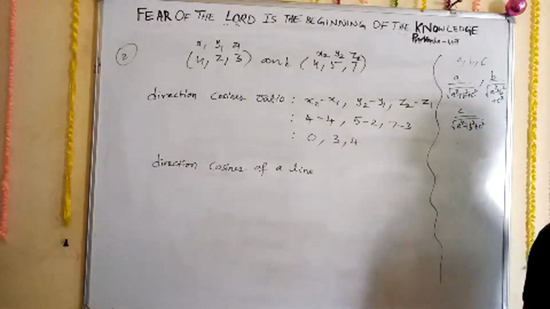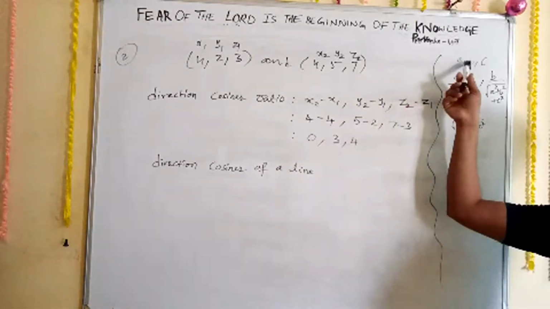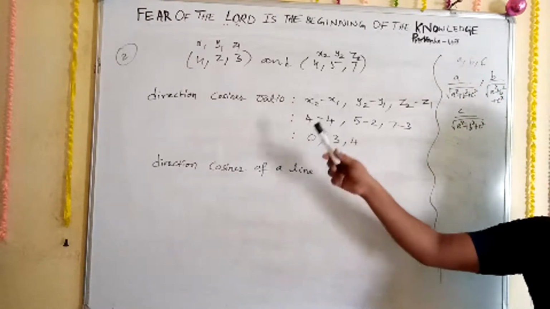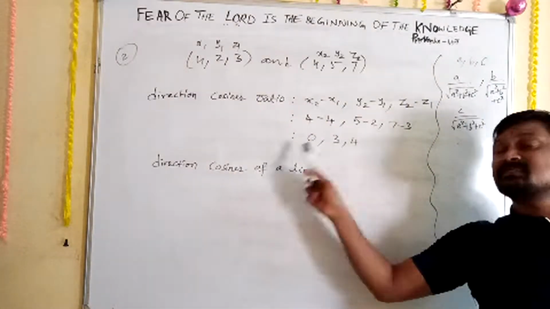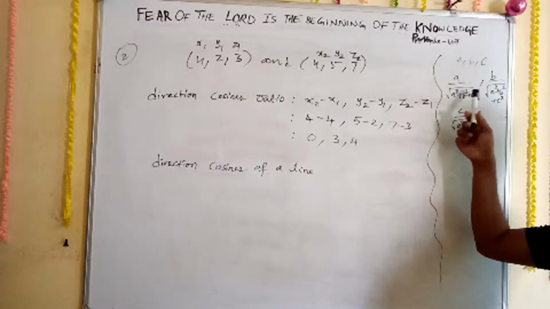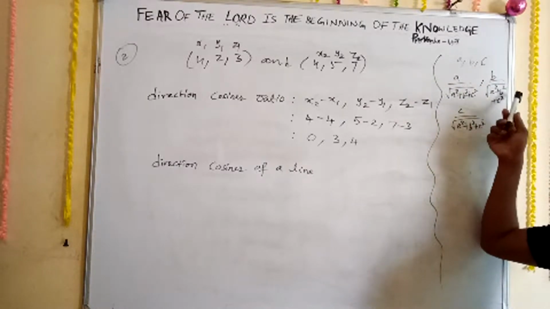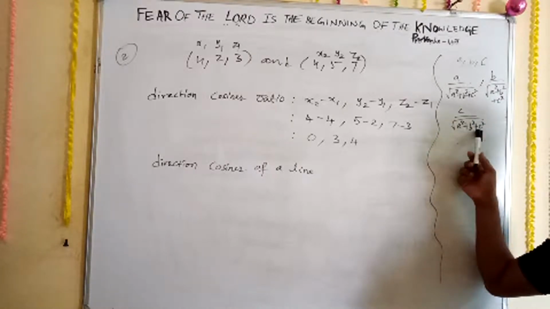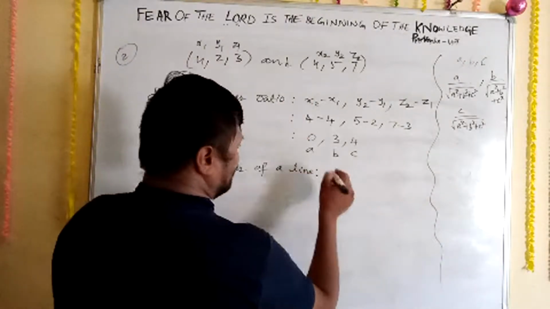Remember this. If direction ratios are A, B, C, the direction cosines of a line are A upon square root of A square plus B square plus C square, comma, B upon square root of A square plus B square plus C square, comma, C upon square root of A square plus B square plus C square. This is the formula. So now just substitute and get your answer.